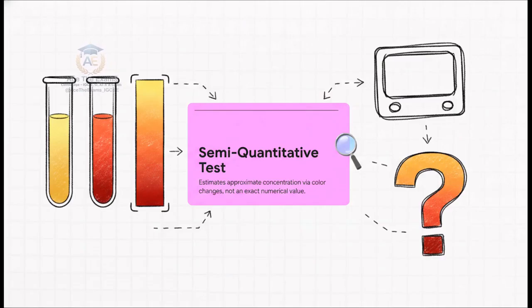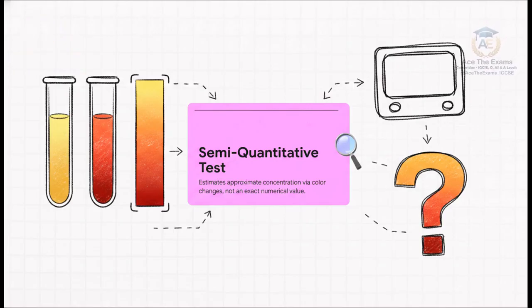A semi-quantitative Benedict's test is a procedure that estimates the approximate concentration of reducing sugars by observing a spectrum of color changes rather than yielding an exact numerical value. Semi-quantitative simply means we're estimating concentration through that color spectrum. We're not producing a perfectly precise number.